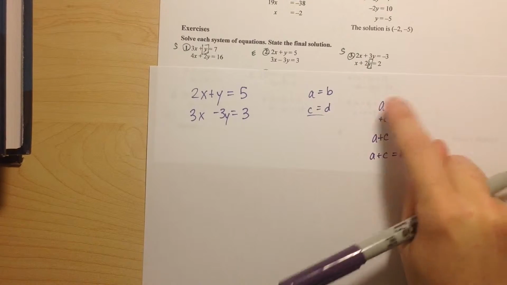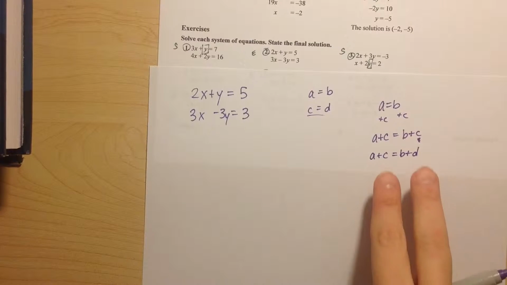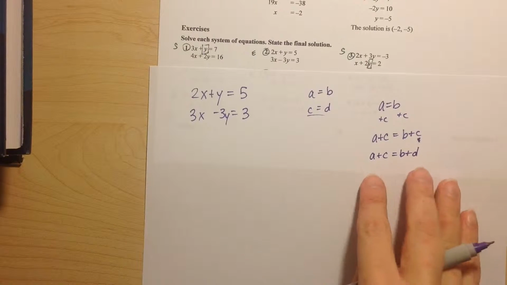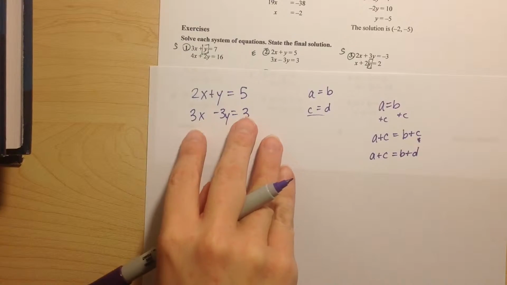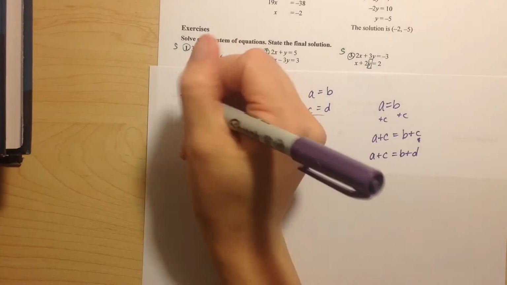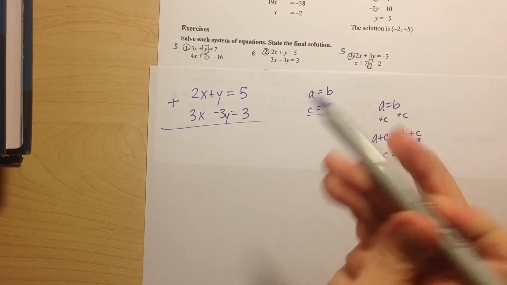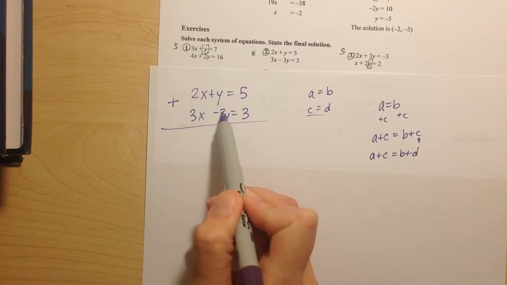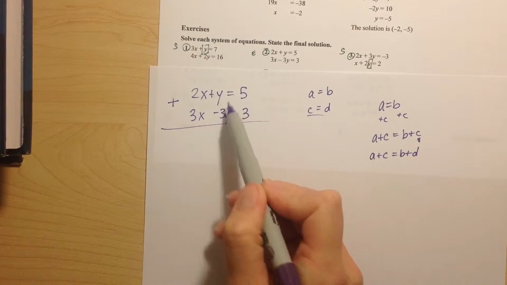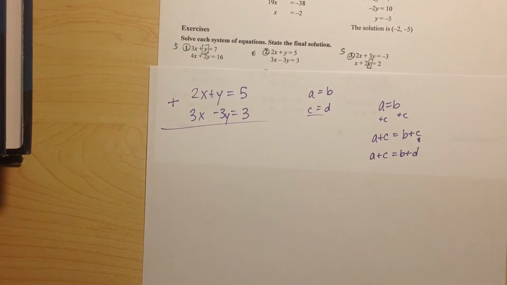A and B were already equal. C and D were equal, so I can add them to both sides. That's essentially what's happening when we work with this. Eventually, I am going to add these equations, and I'm going to take A with C and add them together, B with D and add them together. I'm allowed to do that because I'm just adding equal things to both sides.